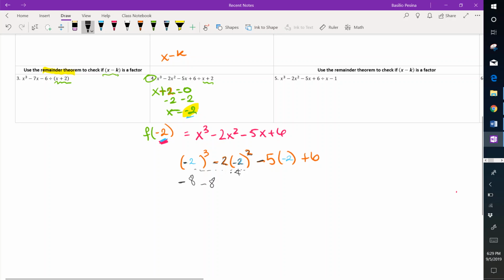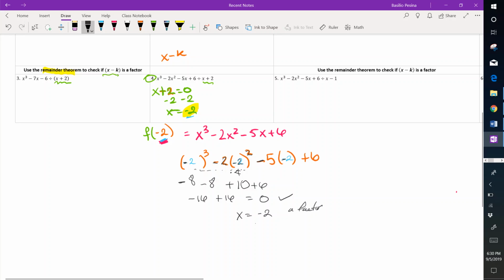Now here we got a negative times a negative, that is a positive. 5 times 2, that is a 10. Then I have a plus 6. So I got negative 16 plus 16, which gives me a remainder of 0. So what this tells me is that when x equals negative 2, this is a factor.